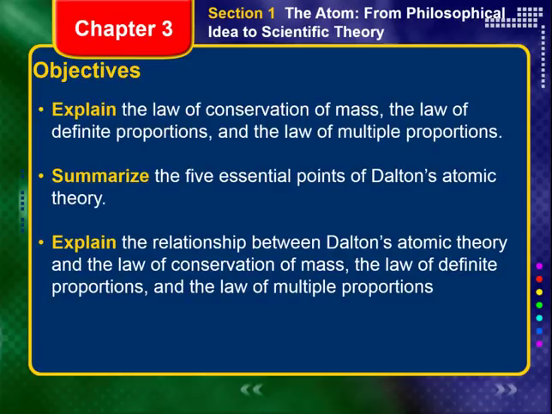So what I want you to be able to do at the end of section one is be able to explain the law of conservation of mass, the law of definite proportions, and the law of multiple proportions. Then summarize the five essential points of Dalton's atomic theory, then explain the relationship between Dalton's atomic theory and the laws of conservation of mass, definite proportions, and multiple proportions.